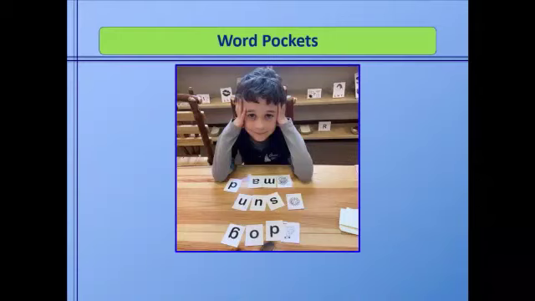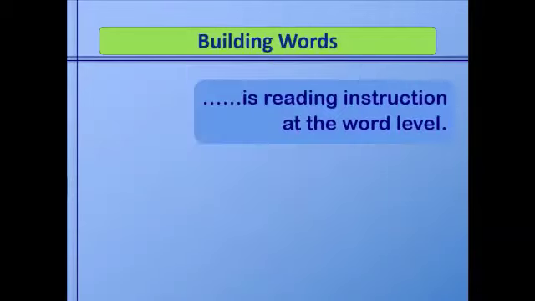In fact, he was just not being successful. He was just over his head and didn't quite understand what was going on. So this gave him a sense of accomplishment, sort of put him on a path toward decoding mastery. Building words or encoding words is reading instruction at the word level.